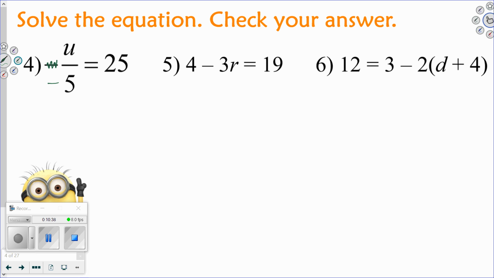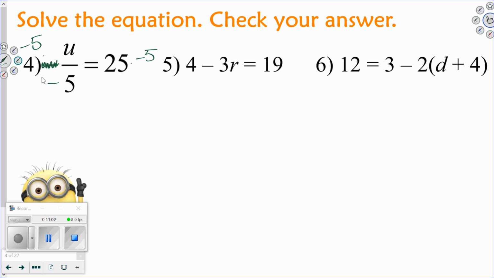Because if I put it on the bottom, now to get u by itself, I only have to get rid of -5. If I'd put it on the top, I'd have to get rid of the 5, and then I'd have to get rid of the negative, which is 2 steps. I want to do 1 step. So if this is u divided by -5, what's the opposite of dividing? You multiply. So multiply by -5.